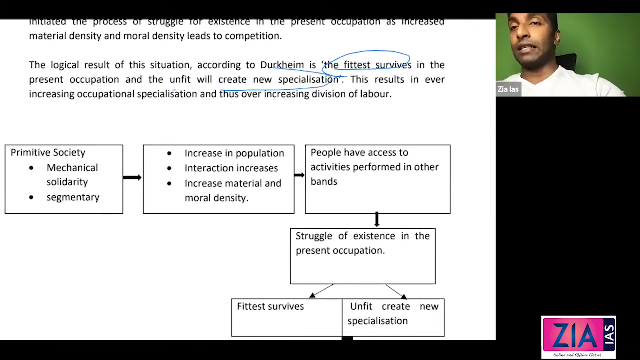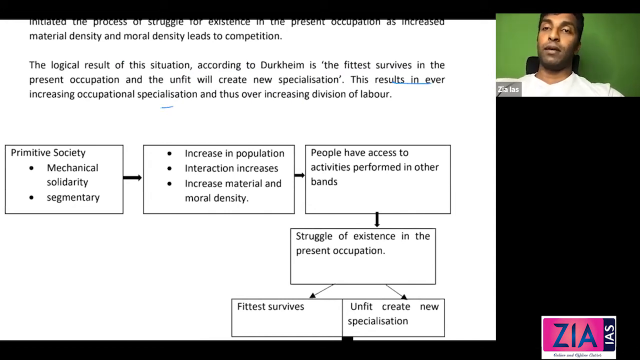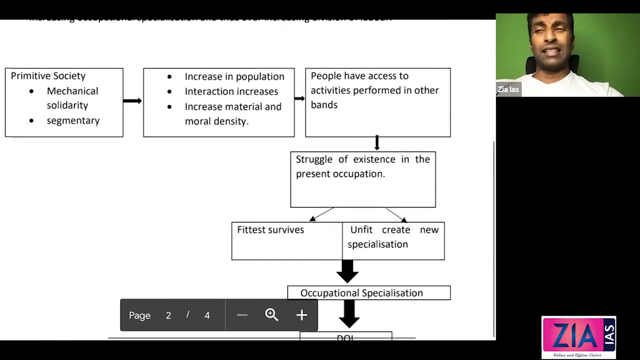will create specialization. So guys, these are the keywords: material density, moral density, access to activity, struggle for existence, competition, fittest survive, unfit create specialization. This results in ever increasing occupational specialization and then division of labor. Perfect. So this diagram, I think there is no need to explain it further. The same things only.